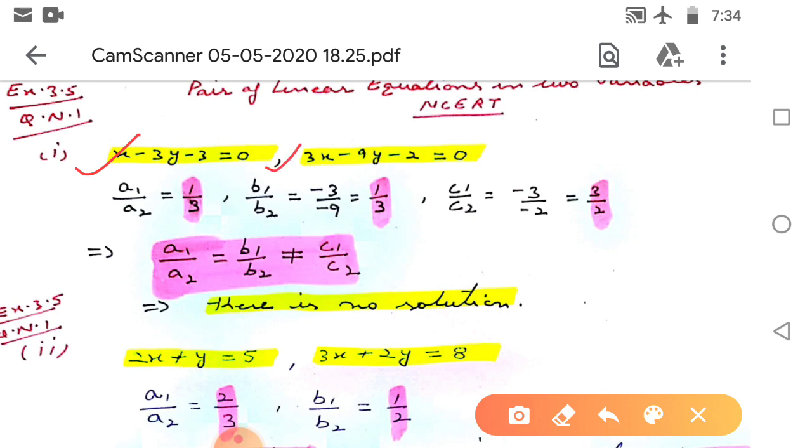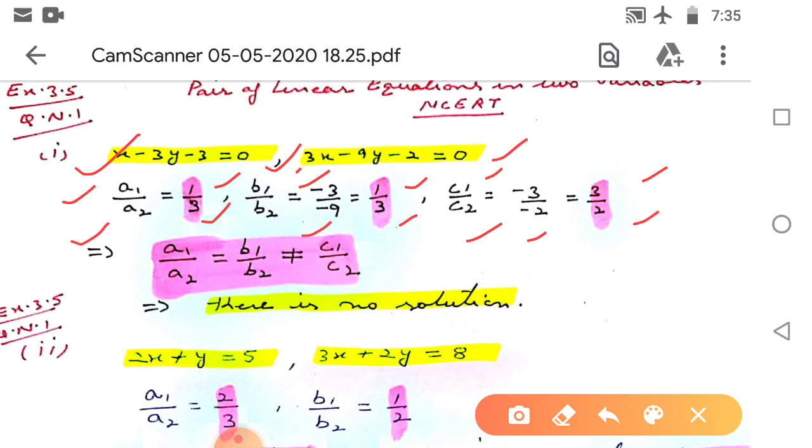equation is 3x minus 9y minus 2 is equal to 0. So initially we need to find the value of a1 upon a2. So a1 upon a2 is 1 by 3 here. b1 upon b2 is minus 3 upon minus 9, that is 1 by 3, and c1 upon c2 is minus 3 upon minus 2 is 3 by 2.